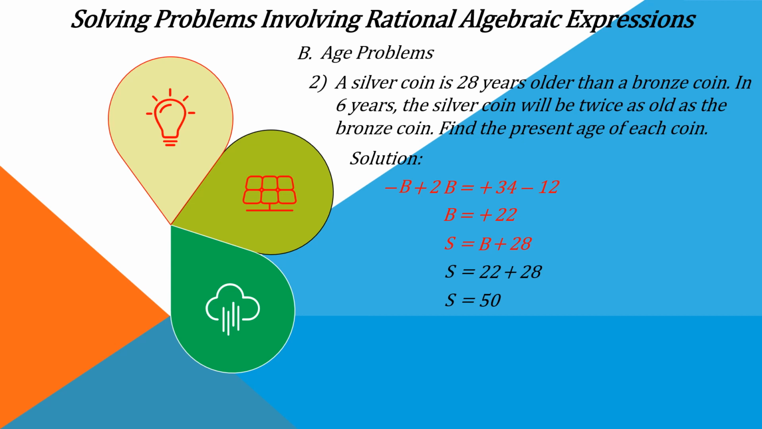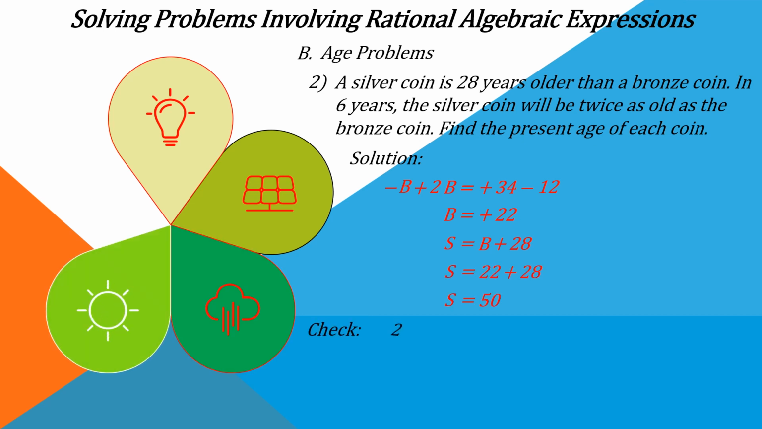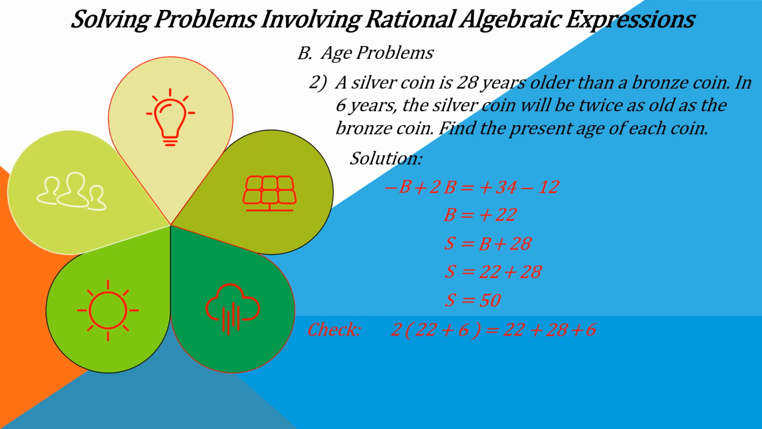Now we will check from the conditions given. 2 multiplied by 22 plus 6 is equal to 22 plus 28 plus 6. This 22 is the age of bronze. So, simplifying the equations, we have 56 is equal to 56. Therefore, our answer is correct.